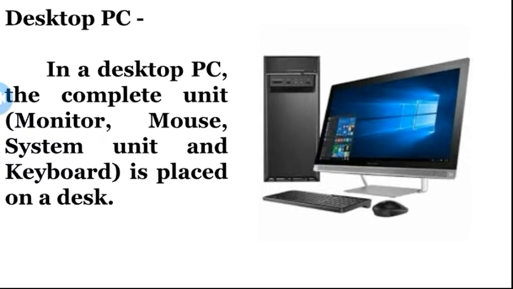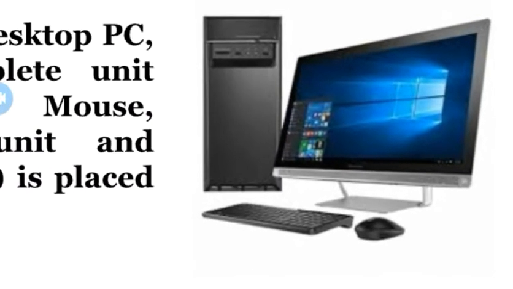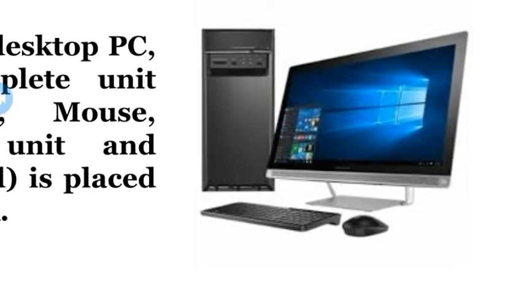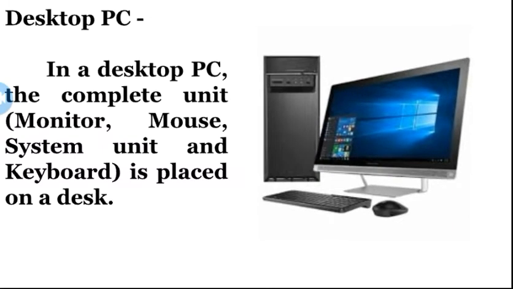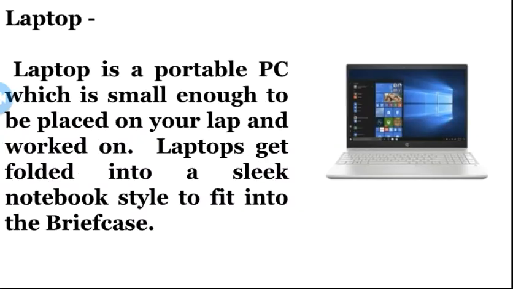Students, are you able to see the picture? See, on the screen there are four parts of computer. Number one is CPU, second one is monitor, third one is keyboard, and fourth one is mouse. I think you all know about this from class first. You are learning about these parts.